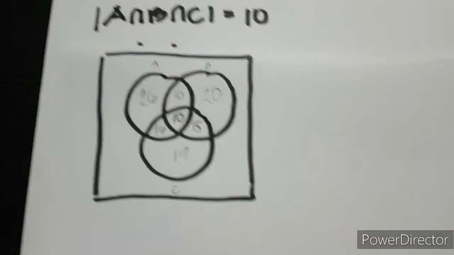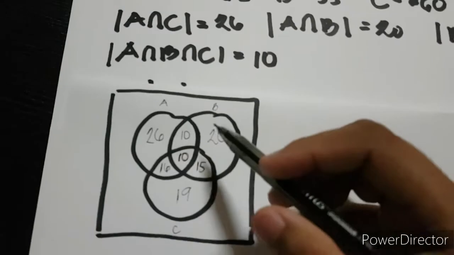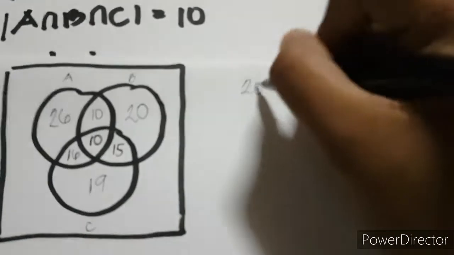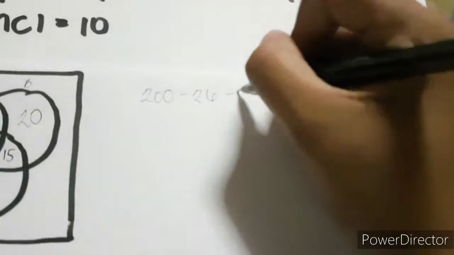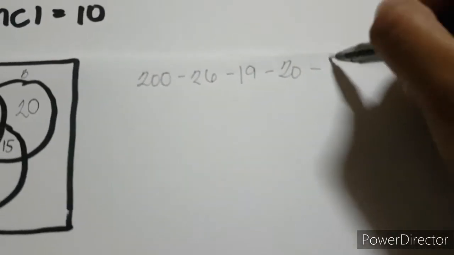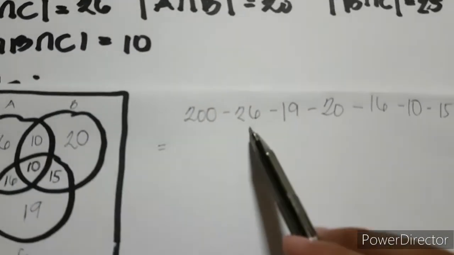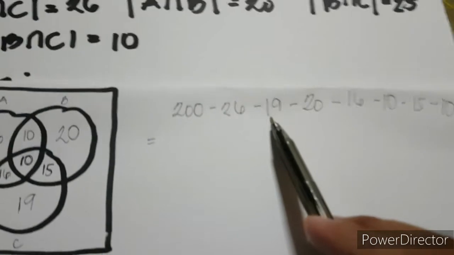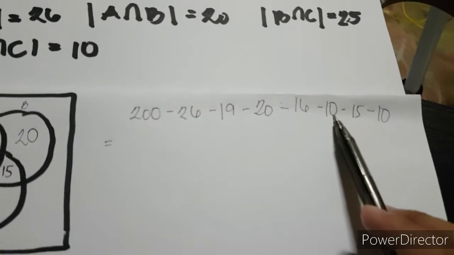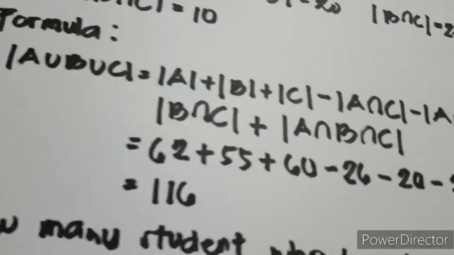After that, we have to add all of these and subtract from the number of students in the canteen. Simply put, 200 minus 26 minus 19 minus 20 minus 16 minus 10 minus 15 minus 10. 200 minus 26 is 174, minus 19 is 155, minus 20 is 135, minus 16 is 119, minus 10 is 109, minus 15 is 94, and minus 10 is equal to 84. So we got the same answer.